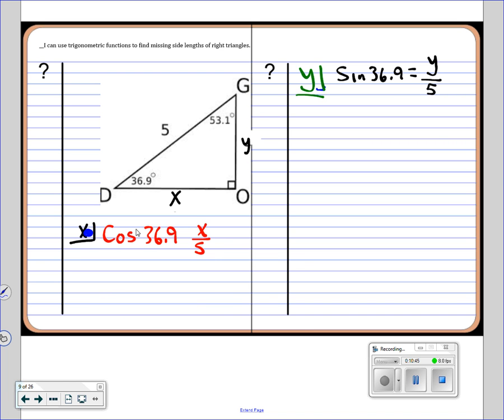Now, the more you do these kinds of problems, the less you'll have to write all the trig functions. You start looking at the variable that you want and the piece that is known, and you ask yourself, what takes the adjacent and the hypotenuse and compares them? Well, that would be cosine.